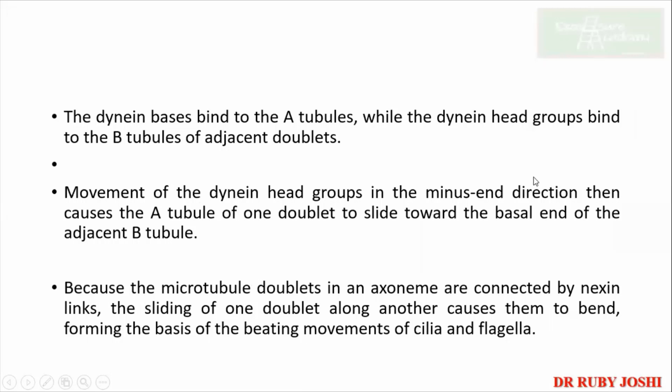Now the movement of the dynein head groups in the minus end direction causes the A tubule of one doublet to slide toward the basal end of the adjacent B tubule. Because the microtubules in an axoneme are connected by nexin, linked to each other, the sliding of one is going to cause them to bend, forming the basis of the beating movements of the cilia and flagella. Okay, are you able to get this point written in this slide, or should I explain again?